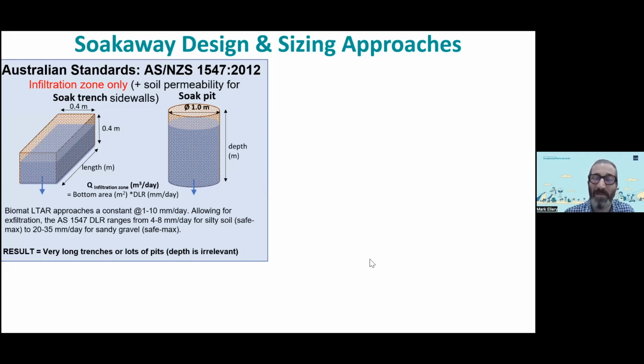There are 2 ways of designing soakaways in practice. The Australian standards rely on a design based on the infiltration zone only. So they're really just looking at the bottom area underneath a septic tank, underneath the soakaway or underneath the soak pit.